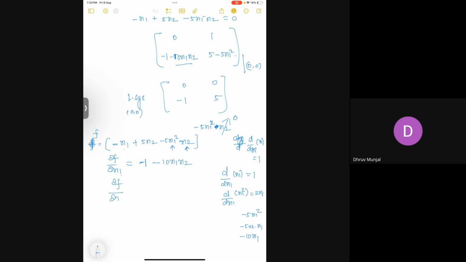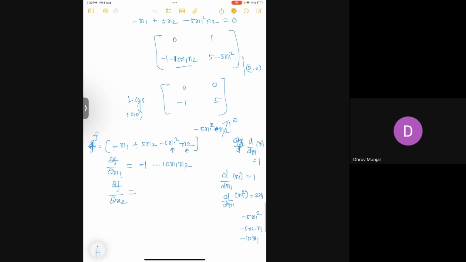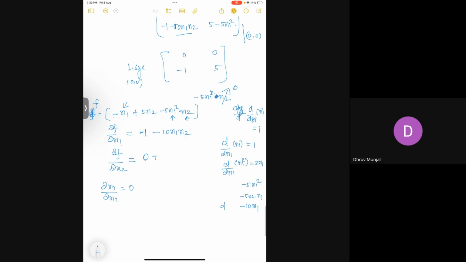Again, when you differentiate with respect to x2, you will get the same equation. The first term, differentiating x1 with respect to x2, is equal to 0 because those are two different variables. So this first term will go to 0. Then differentiating 5x2 with respect to x2 will give me 5, right? Differentiating ax gives me a. So this will be 5.